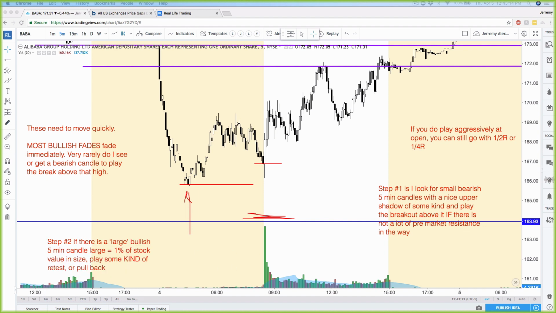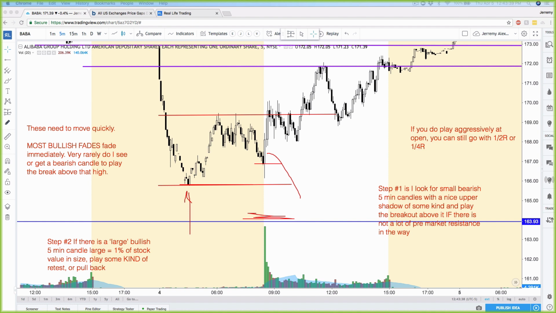So in this situation on BABA, right, you get a huge bullish 5-minute candle. Now, you'll notice I will draw, so here's pre-market support right here, and here's pre-market resistance. And all of this you could have seen before the market opened. You could have easily drawn that support and that resistance way before market open.